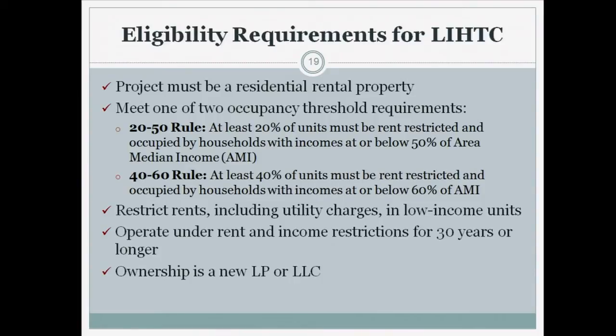Next, you must restrict your rents, including your utility charges, in the low-income units. This means that we calculate the maximum rent that can be charged, and we include a utility allowance in that calculation. The properties that are financed with tax credits must operate under rent and income restrictions for 30 years or longer. And that's done through a land use restriction covenant typically, which is very similar to the use agreements we talk about under HUD financing. And then again, the ownership for a tax credit project is typically a new limited partnership or new LLC.